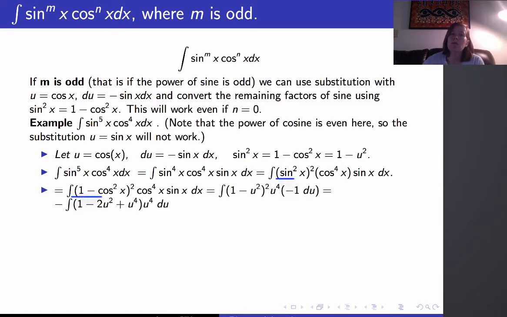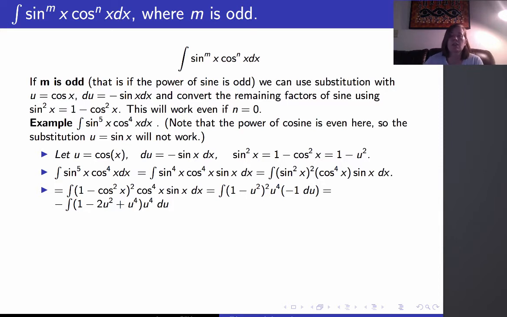And now, replacing the sine squared by 1 minus cosine squared, we have the integral of 1 minus cosine squared of x squared times cosine to the 4x times sine of x dx. And now we're ready to make our substitution because everything in the integral has a cosine of x in it, or else it's going to be part of the du.